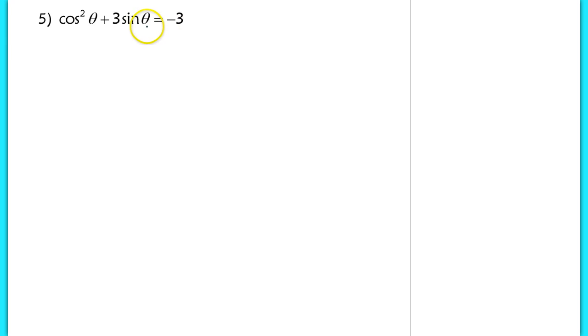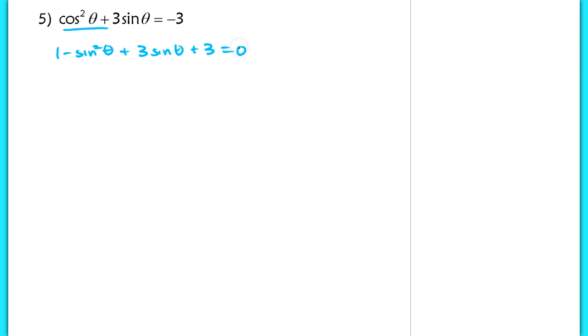Okay, now in number 5, I see that I have two different trig functions here. And even if I add the 3 over, I can't really factor this because there is no GCF here to take out, so I can't turn this into a product. However, I do recognize that cosine squared theta can be rewritten as 1 minus sine squared theta. Okay, so that's nice because now I have it in terms of just one trig function here.